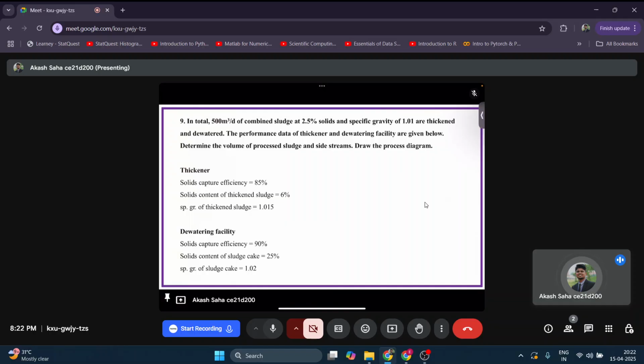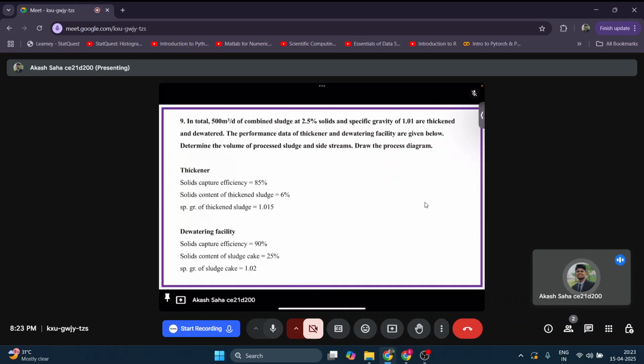Okay, so another problem we have. It says that in total, 500 meter cube per day of combined sludge at 2.5% solids and specific gravity of 1.01 are thickened and dewatered. The performance data of thickener and dewatering facility are given below. Determine the volume of processed sludge and side streams. Okay, you can draw the process diagram also.